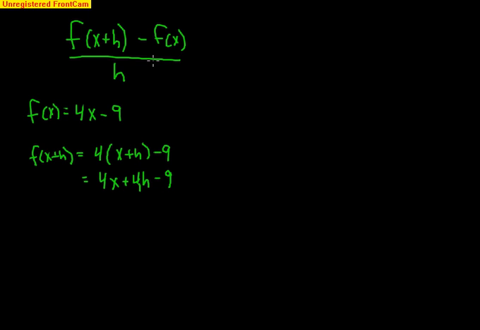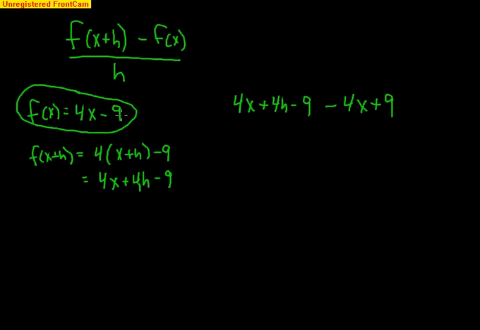Now the formula says take that value that I just found, 4x plus 4h minus 9, and subtract the original function, subtract f of x. When you subtract, remember that means you have to run a minus sign through there, so it's minus 4x plus 9. Please make sure you see that. I don't just put minus 4x minus 9. It's minus all of it, so it's minus 4x plus 9. And all divided by h. Just leave an h there.